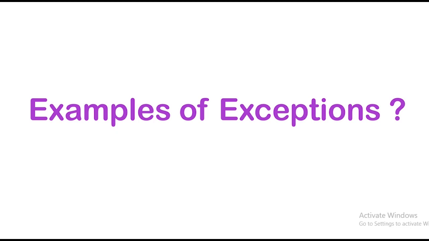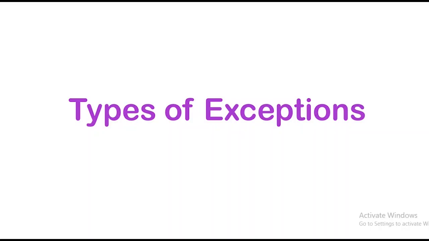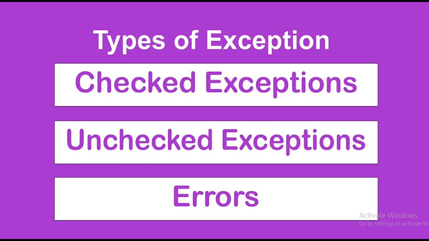Examples of exceptions include dividing a number by 0, accessing an invalid array index, opening a file that does not exist, and memory exhausted. Types of exception. Types of exception include checked exception, unchecked exception, and errors.